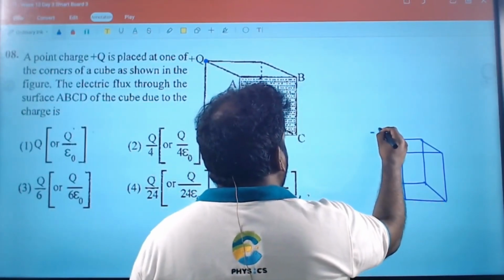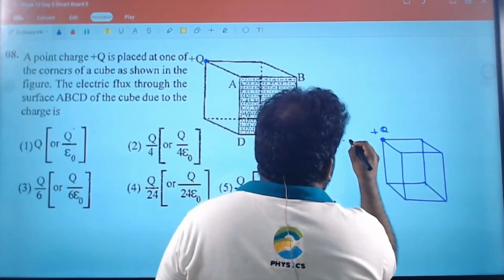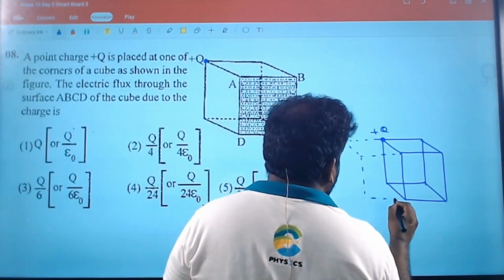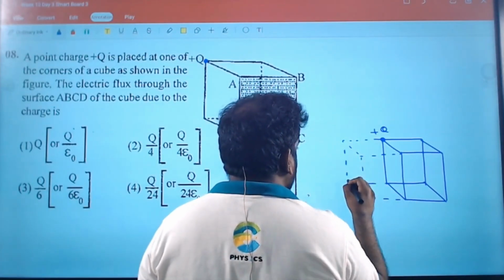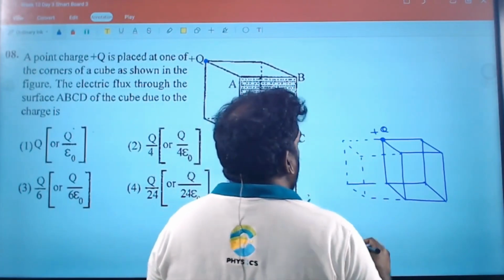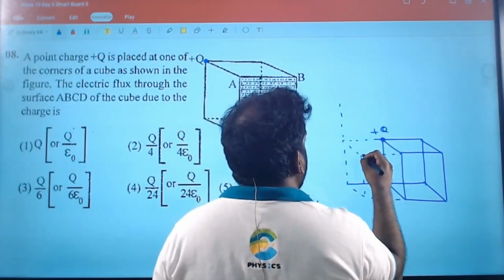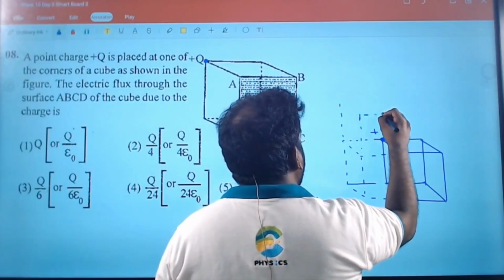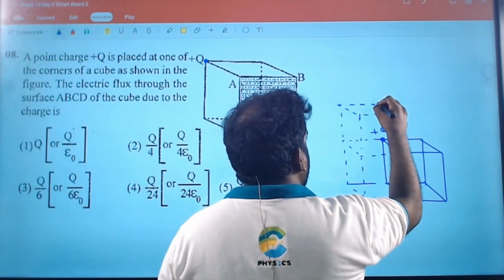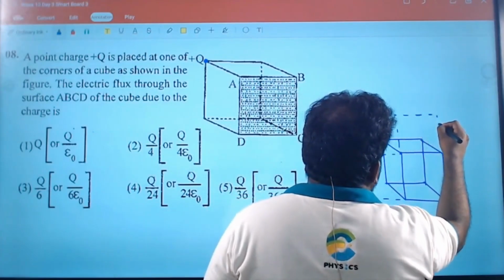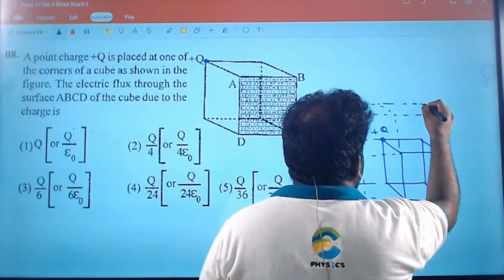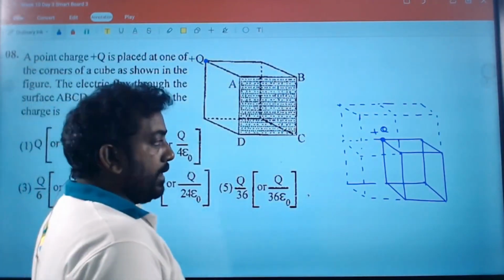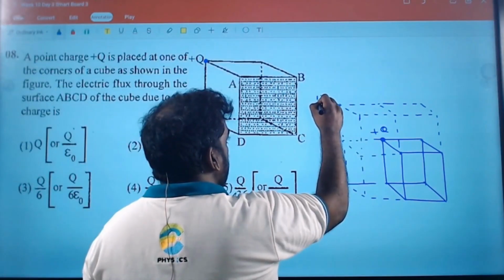Here you have plus Q. So let us enclose this fully. Like this. Now from front it is closed. From back also closing.